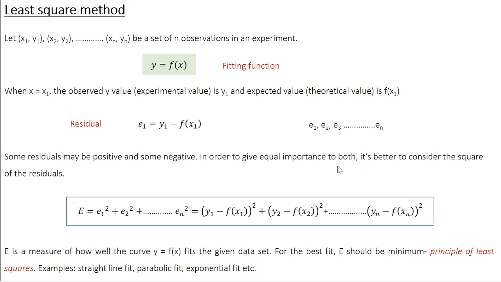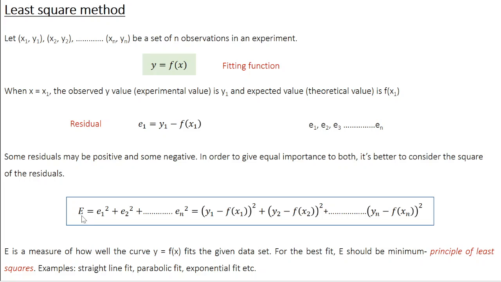So the total error is defined as sum of the squares of the individual residuals. So the total error, I denote it by capital letter E. E is defined as E1 square plus E2 square plus all the way to En square, which is nothing but y1 minus f of x1 square, this is the residual at the first point, plus y2 minus f of x2 square, this is the second point residual, all the way to yn minus f of xn square.